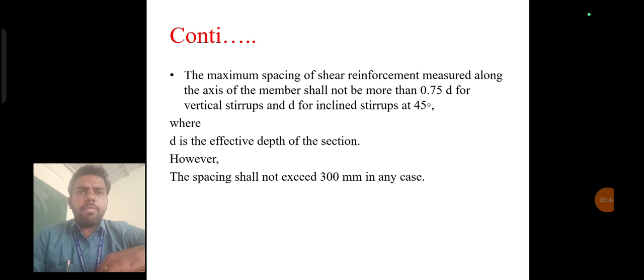After providing the shear reinforcement, how much spacing should be maintained between the stirrups? The maximum spacing of the shear reinforcement measured along the axis of the member shall not be more than 0.75 d, where d is the effective depth of the beam, for vertical stirrups, and for inclined stirrups at 45 degrees you have to consider d as the effective depth of that section. Spacing shall not exceed 300 mm in any case. The maximum spacing of the stirrups is 300 mm, and it should not be exceeded in any situation.